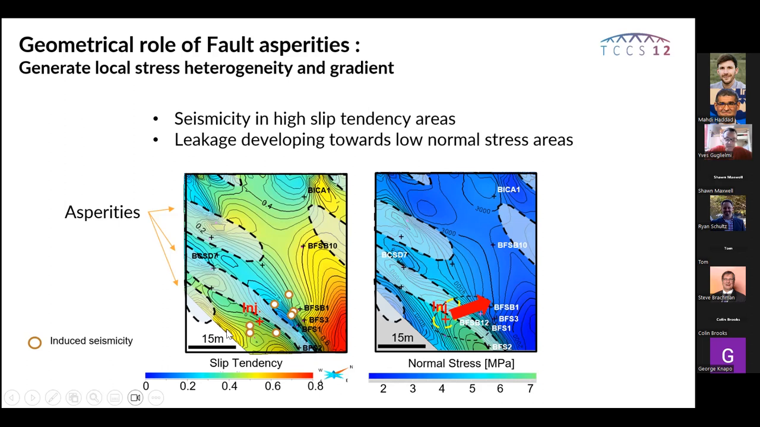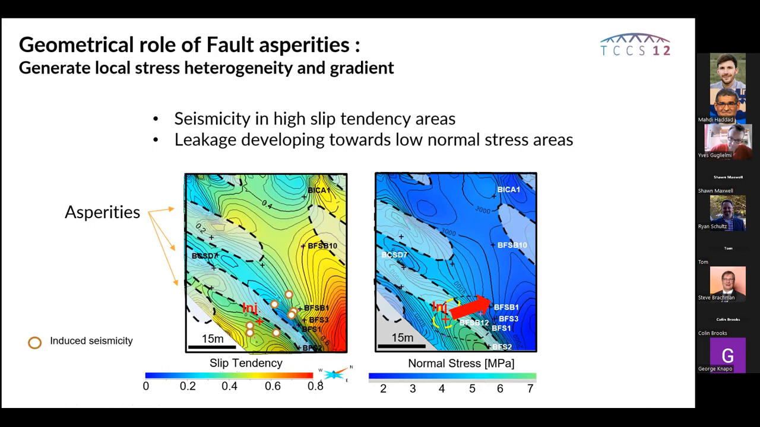And again, we could imagine that the asperities create a stress gradient and also some shear stress concentrations because of their shape that also explain the induced seismicity while we are injecting in the fault.